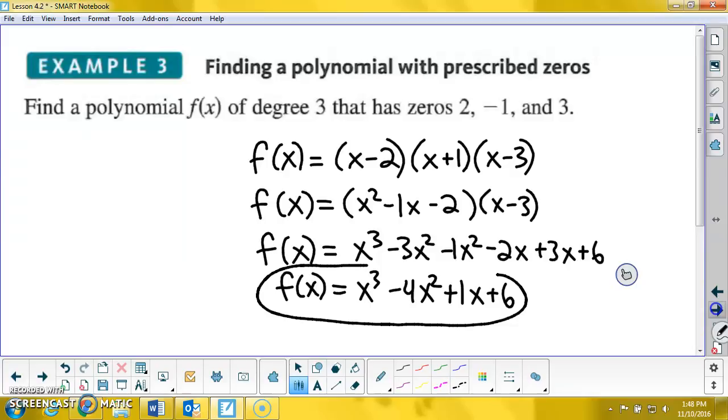Here's how I could check that answer, you guys. I could take that answer, I could enter it into my graphing calculator and look to see if it crosses at 2, at negative 1, and 3. If it doesn't cross at those places, then I made a mistake someplace in the FOILing.